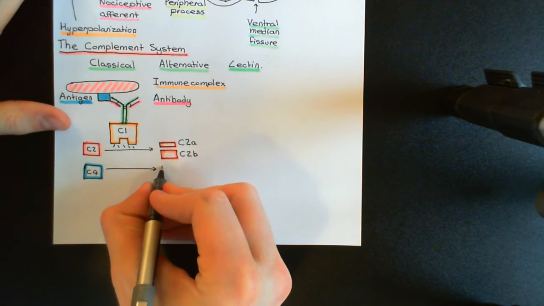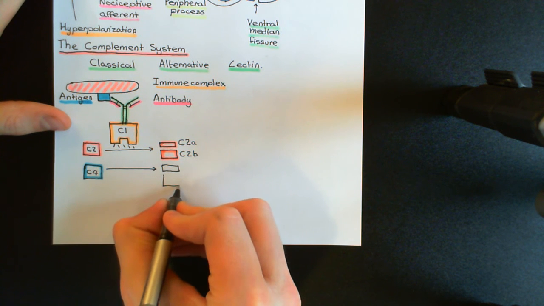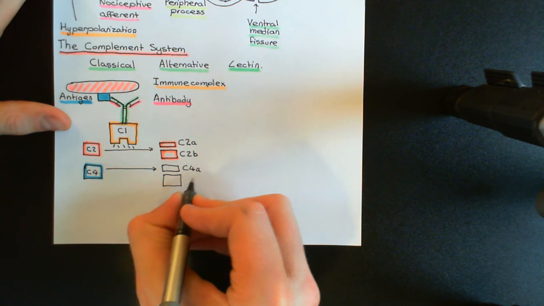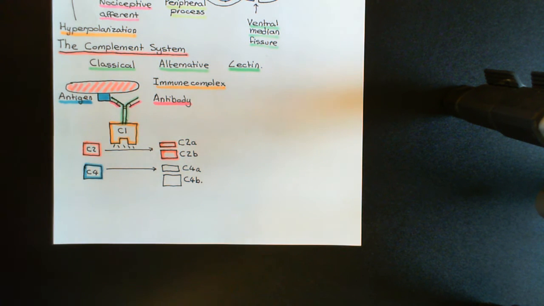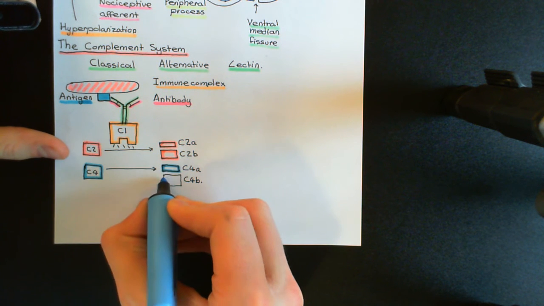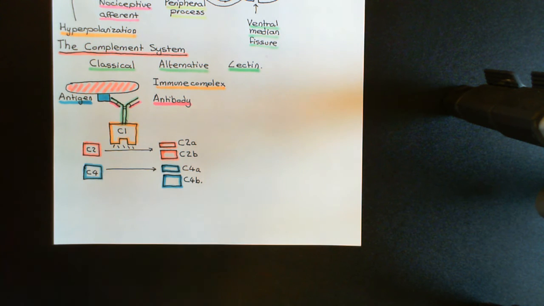So now let me talk about C4. So C4, the same thing will happen here. C4 will be broken down into a small fragment and then a large fragment, and the small fragment will be called the C4A and the large fragment will be called the C4B. And I'll colour these two in blue as well here. Okay, so now a warning about the naming of the fragments for C2.